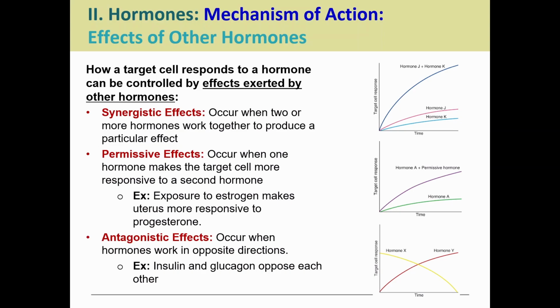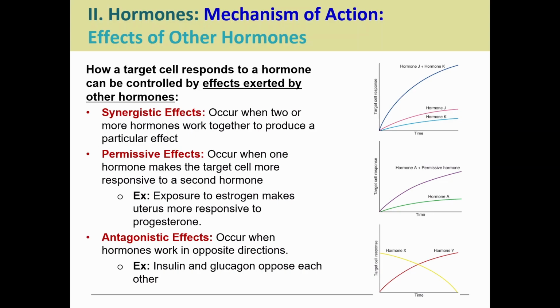Permissive effects. If you have hormone A by itself, you don't get much. In order for hormone A to do much of anything, you need the permissive hormone. So, for example, progesterone. You can have a lot of progesterone, but unless you have the estrogen there prior, the progesterone's impact isn't very high. Basically, you need one hormone to unlock the cell's ability to be responsive to that second hormone. So the first hormone unlocks the cell, so to speak. The second hormone then comes in and does its job.